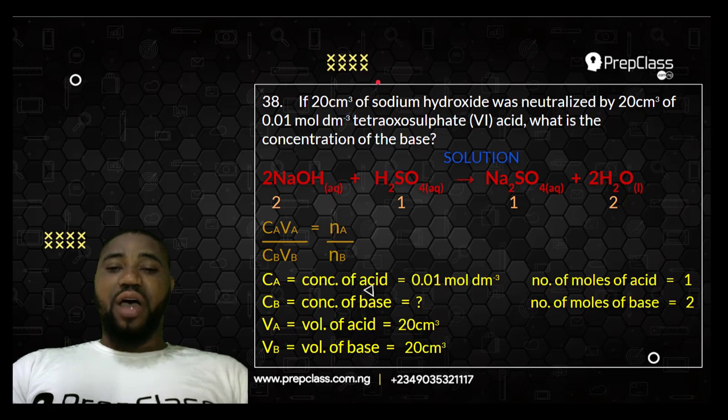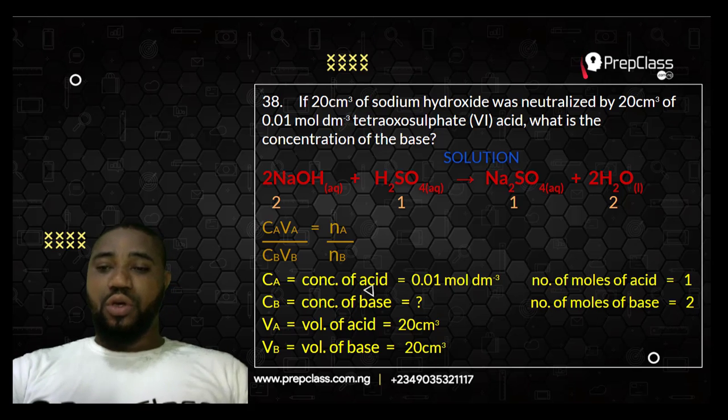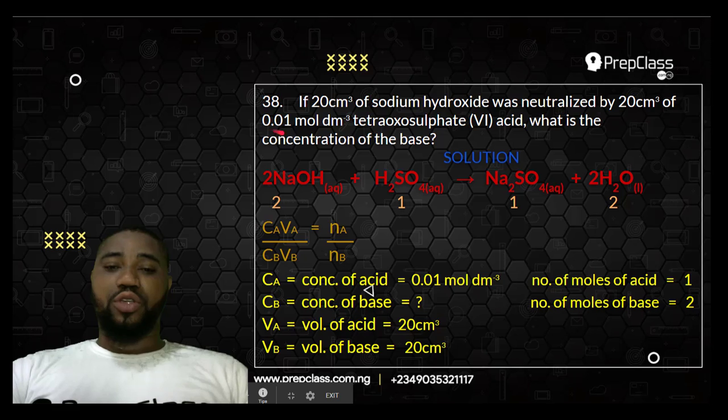So before then, you have to write the equation of reaction. They've told you that 20 cm cube of sodium hydroxide was neutralized by 20 cm cube of 0.01 mole per dm cube acid. What is the concentration of the base? So now this is your sodium hydroxide. You have to write the equation of reaction and balance it. Sometimes they may give you the equation, but in this question they didn't give you any. So it's your job to write the equation of reaction and to balance it.